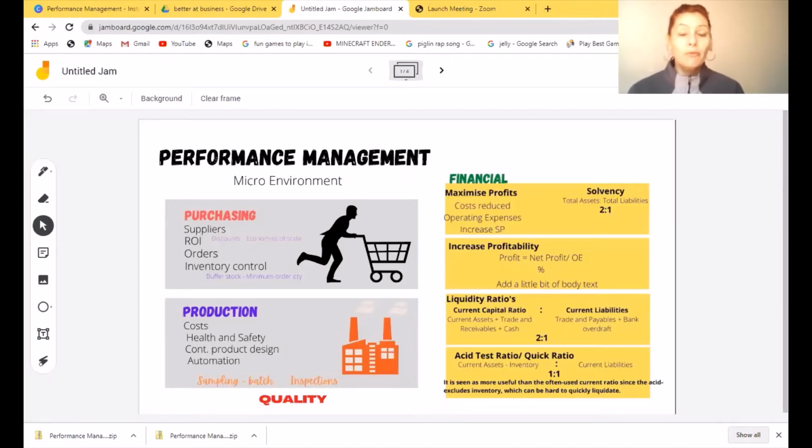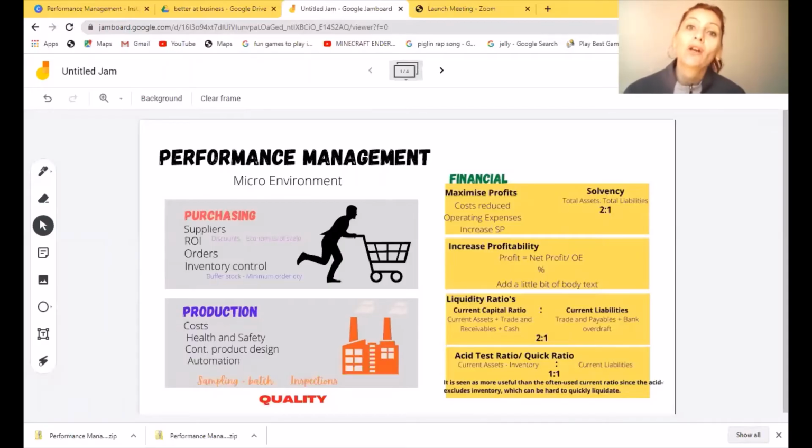Performance management, if we look at our micro environment, remember in your market environment, you're going to be looking at Porter's, and in your environment, you're going to look at PESTLE. How you're going to add quality to those specific areas. So performance management in micro is looking at all the business functions, and there are 10 business functions.